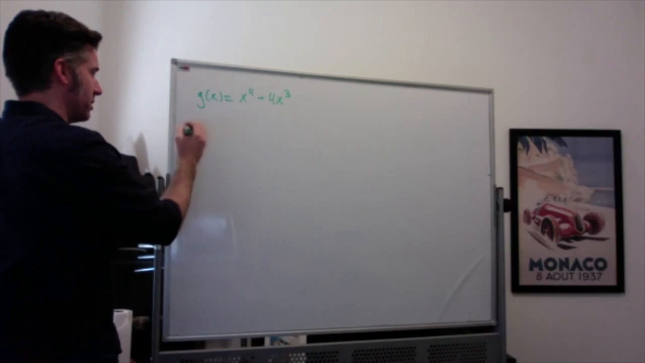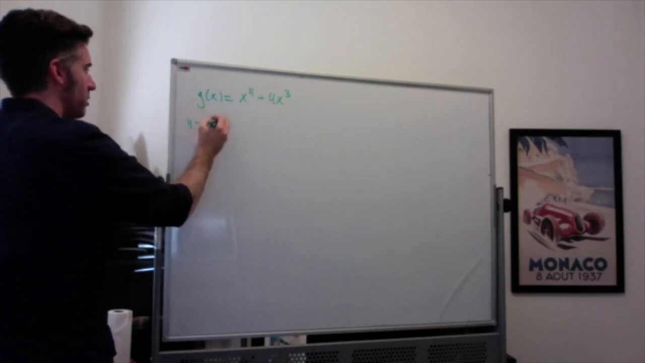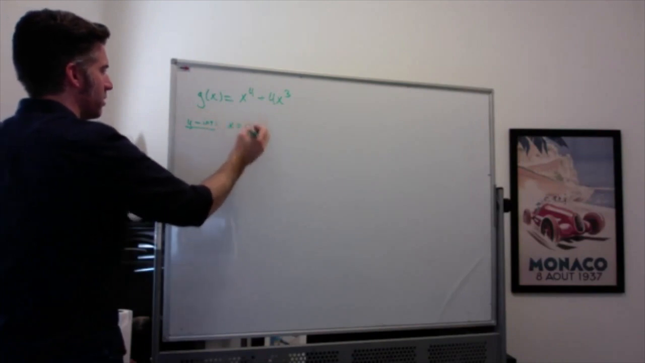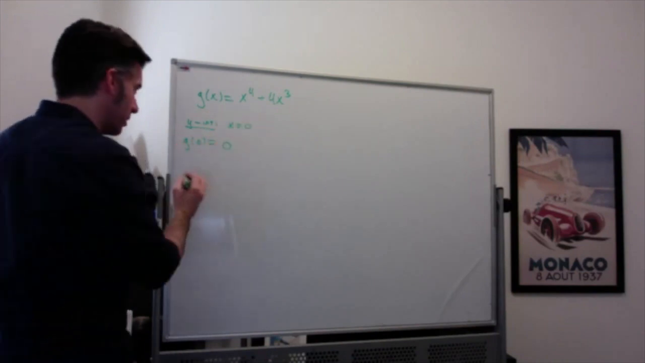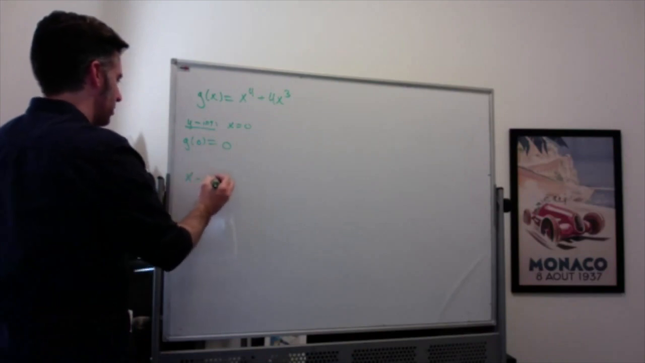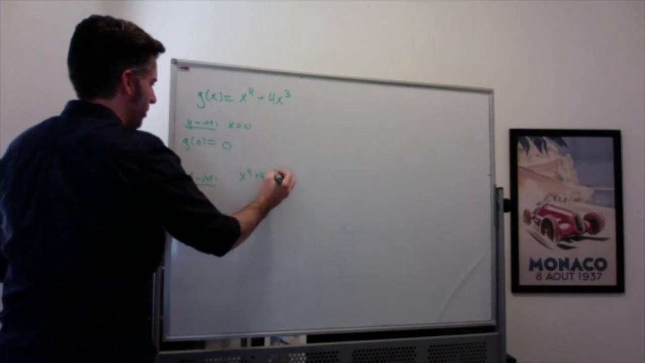So let's find all the things. First, intercepts. Y-intercept. Set x equal to 0. You're going to get g of 0 is 0. How exciting. X-intercepts. Set the whole thing equal to 0 and factor.